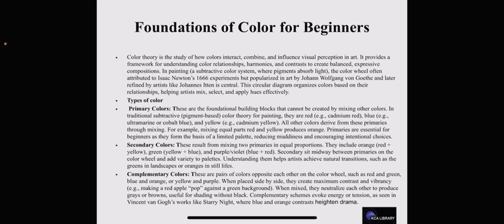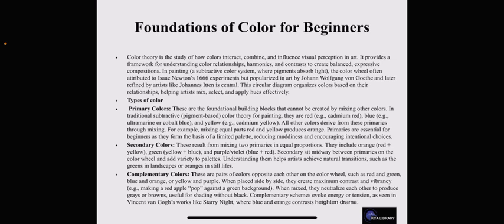Now let's move on to foundation of colors for beginners. Color theory is the study of how colors interact, how they combine and influence visual perception in art. So it provides a framework for understanding color relationships, harmonies, and contrasts to create balanced, expressive compositions. Now in printing and painting, the color wheel, often attributed to Isaac Newton's 1666 experiment, was popularized in art by Johann Wolfgang von Goethe and later refined by artists like Johannes Itten. So this circular diagram organized colors based on their relationship, helping artists mix, select, and apply color effectively.